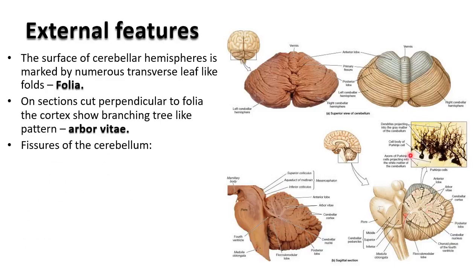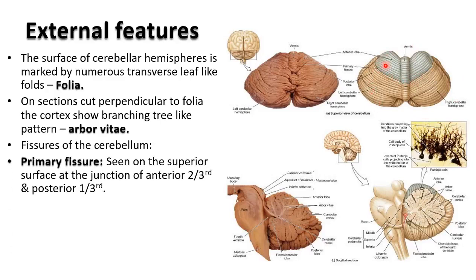Now coming to the fissures of the cerebellum, you are able to see three fissures. One is the primary fissure, also called the fissura prima. On the superior surface, you are able to see this fissure at the junction of the anterior 2/3 and posterior 1/3. That is called the primary fissure or fissura prima.